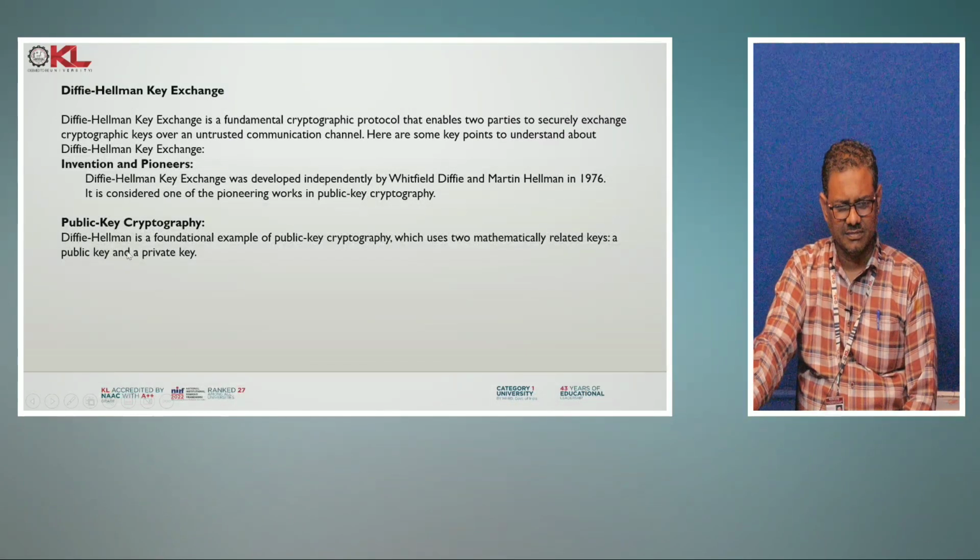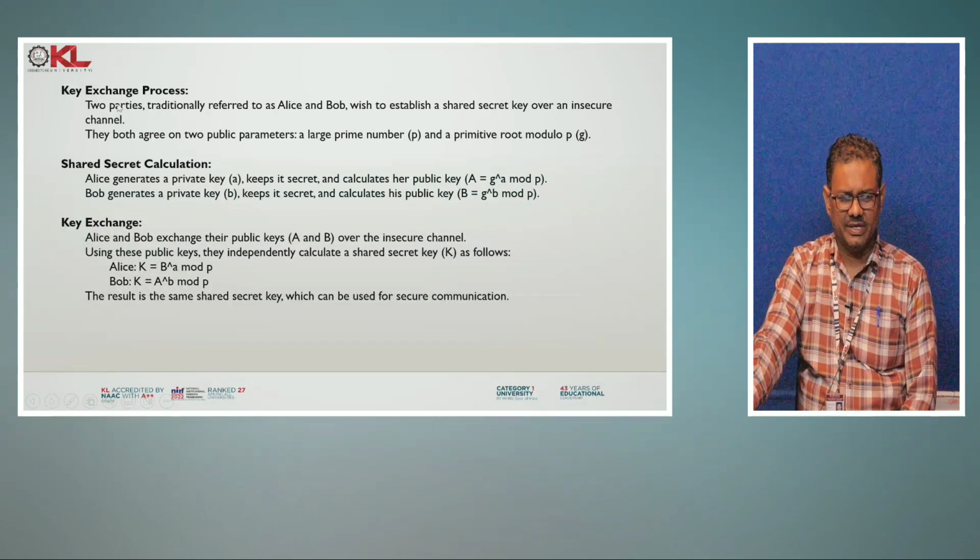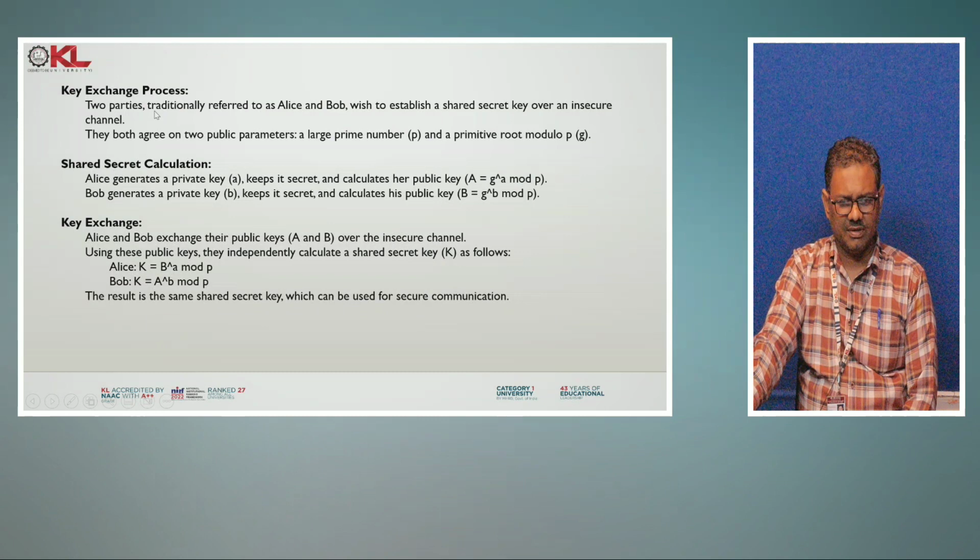Here also public key cryptography is used: two mathematically related keys, public key and private key. How does the key exchange process work? Suppose two persons are available, Alice and Bob. They wish to establish a secret key over an insecure channel. Both agree on public parameters: a large prime number P and a primitive root modulo P, G. Both parties agree on these two.